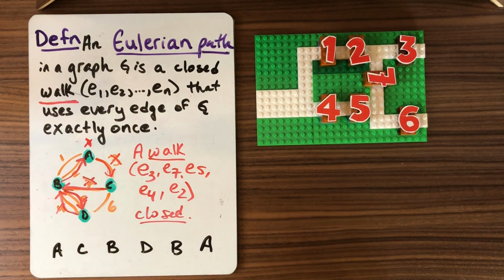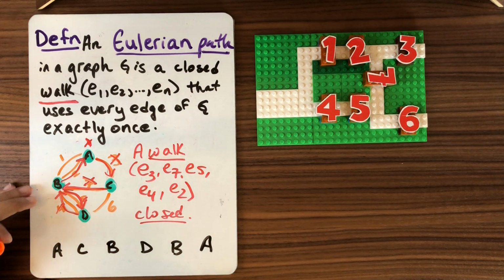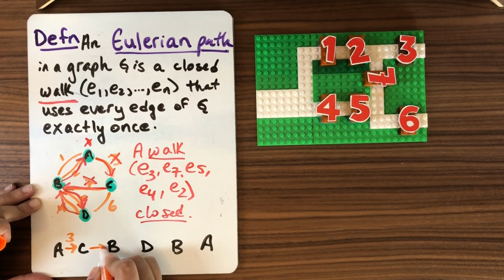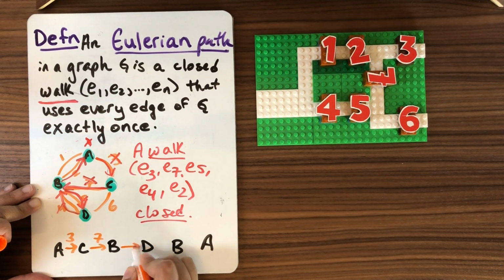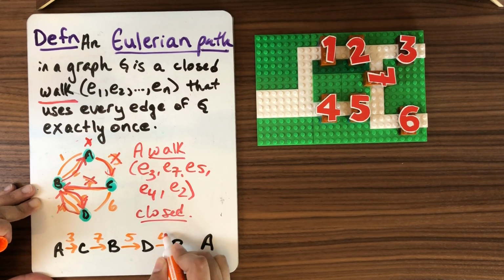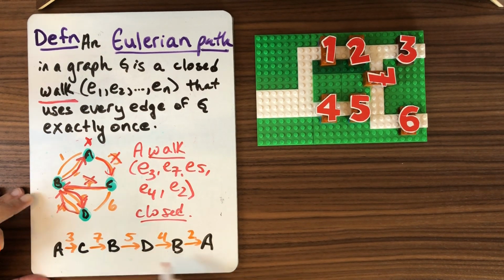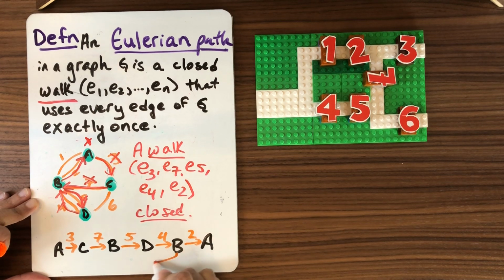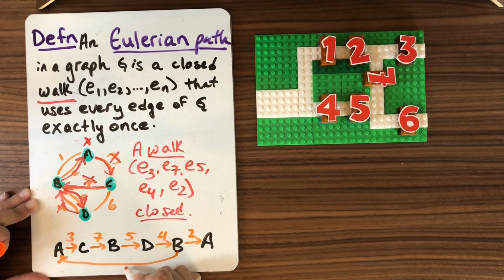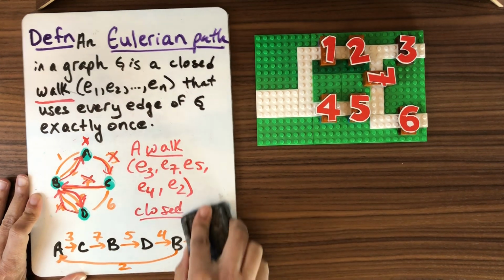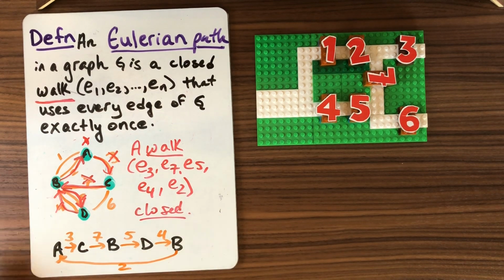Now, I don't want to just write down my list of vertices because that's not descriptive enough. That doesn't tell me which edges I took. It's important which edges I took. So here I would say I took bridge 3, and then bridge 7, and then bridge 5, 4, and 2. This is one way that I could write my walk, and notice that I could draw this to finish up, to point out that I in fact have a closed walk. That's a little better to indicate that it's closed.